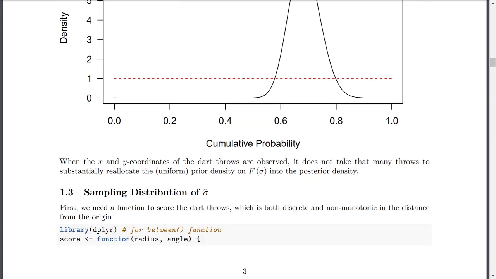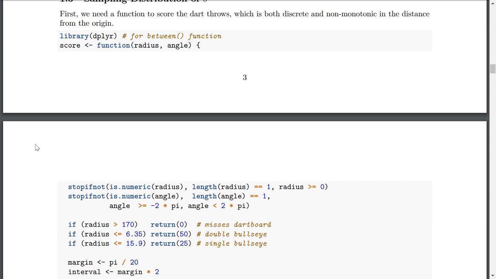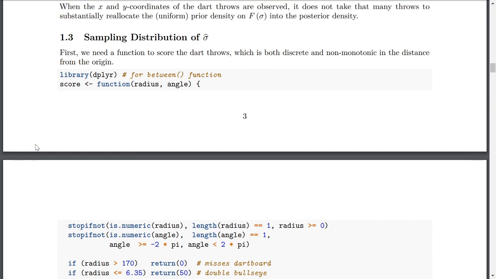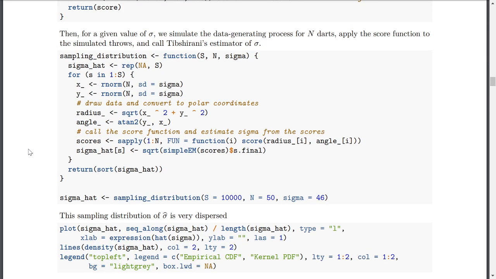So that is the Bayesian approach, and it would have pretty much worked fine if the x and y coordinates were observed. You get a lot of information about sigma from a relatively small number of dart throws if you actually measure the x and y coordinates, but no one does that, and so that led Tibshirani and the other people he co-authored with to try to figure out a way, well, how can we estimate sigma just from the scores, the integer values that the dart thrower obtains. So we need the score function.